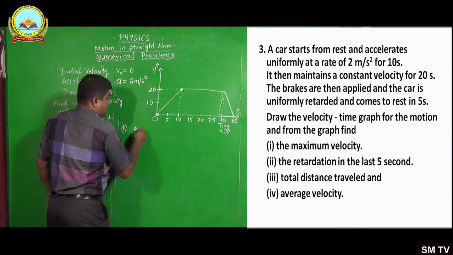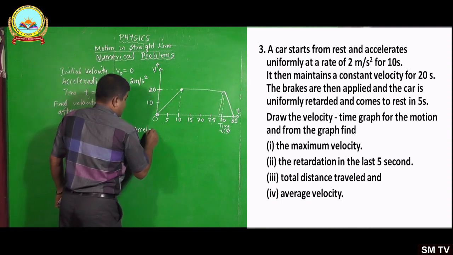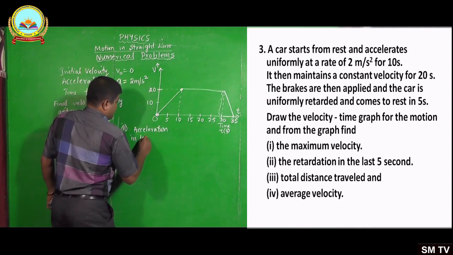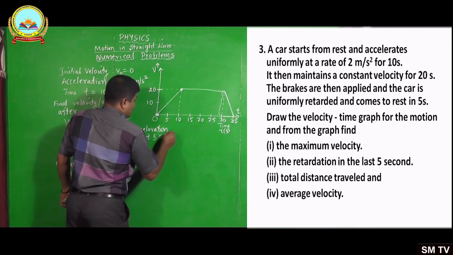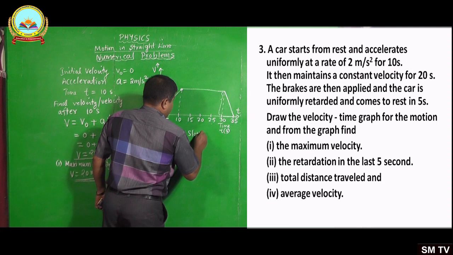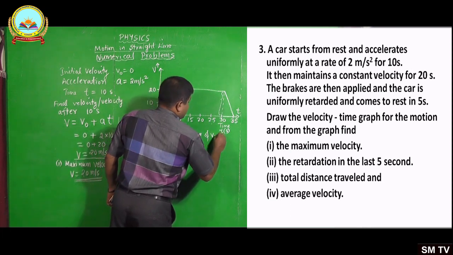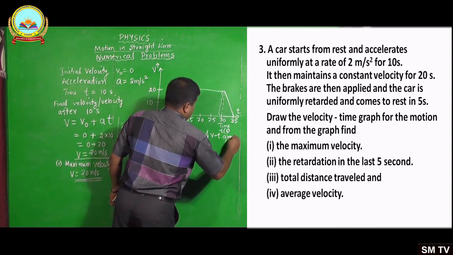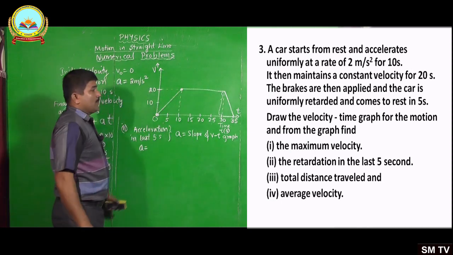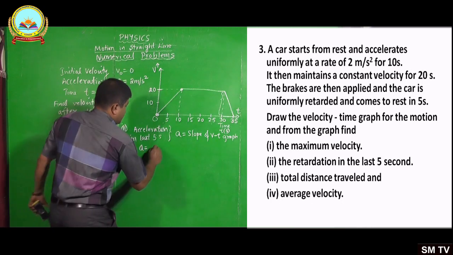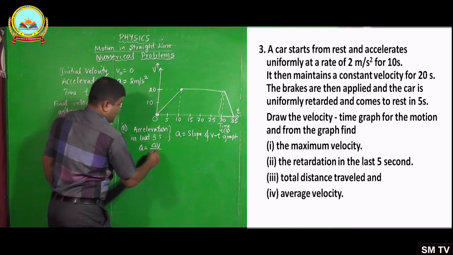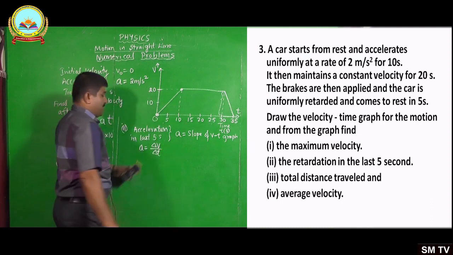Firstly we have to calculate acceleration. Acceleration of the car in the last 5 seconds. So that is A equal to slope of the VT graph in the last 5 seconds. So A equal to slope of the VT graph, which means, as I said, change in y value, that is change in velocity along y axis, divided by change in time.